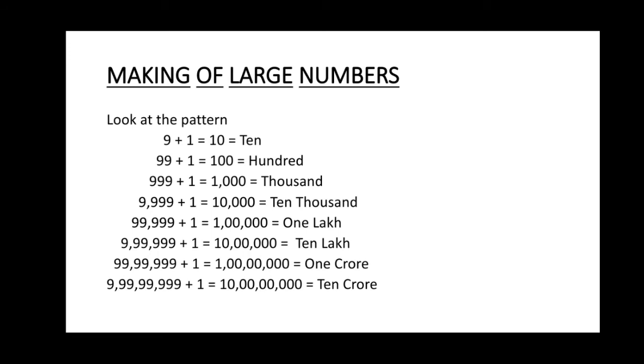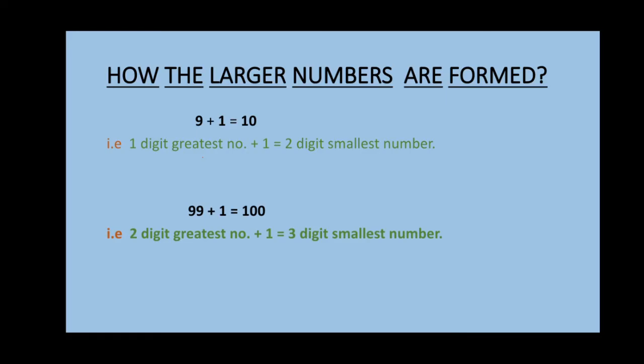place. So children, whenever we start placing any number in the Indian system of numeration, we start placing the digits of the given number from the right hand side, that is from the ones place. Now understand the making of large numbers with the help of the following pattern provided on the screen.